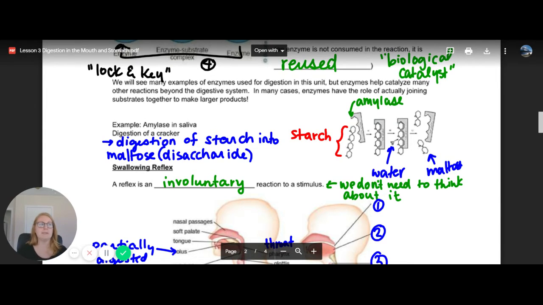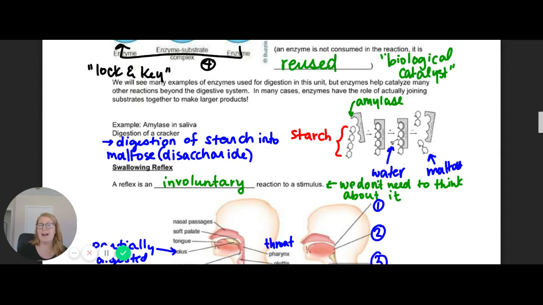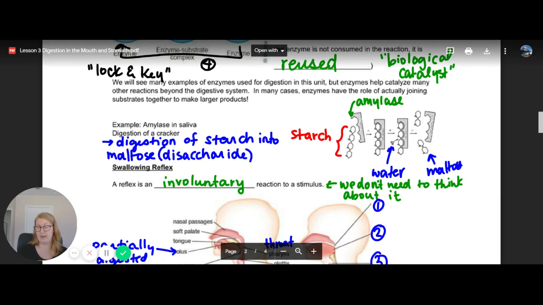Just to mention really briefly here, this is an example of what we call chemical digestion. We are actually breaking chemical bonds. So we are not just using force to break these open, we are actually using chemistry to break them open.